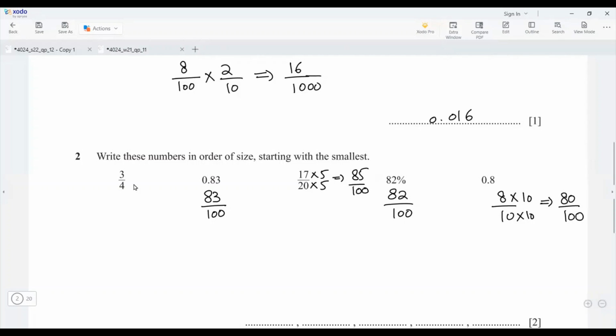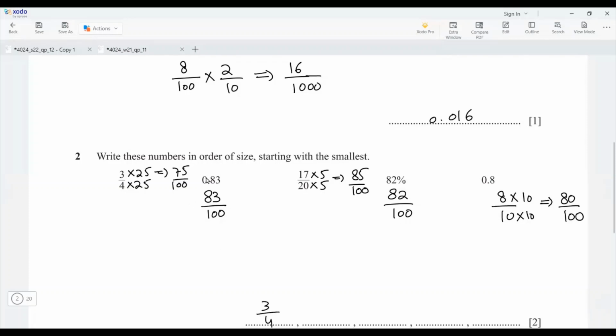Similarly, how to convert 4 into 100? We have to multiply by 25. So similarly multiply the numerator by 25 as well. So it will be 75 over 100. Now look at the numerators. Which numerator is the smallest among all of these? The smallest is 75. So 75 over 100 is the equivalent of 3 by 4 that we have converted. So we have to write 3 by 4 at the start.